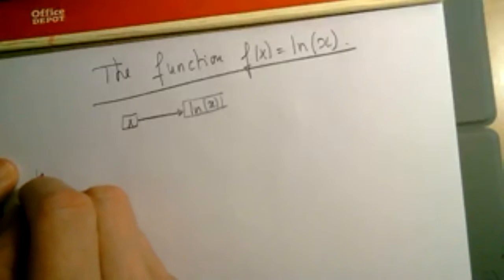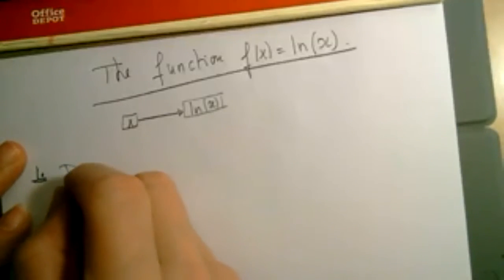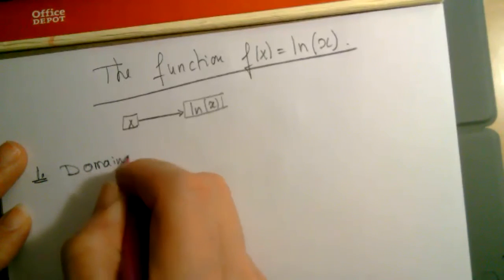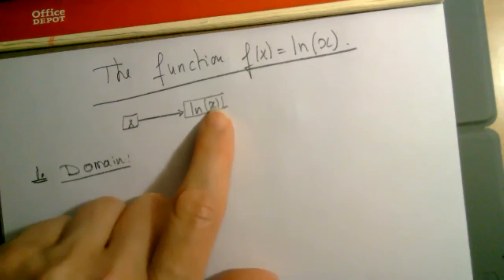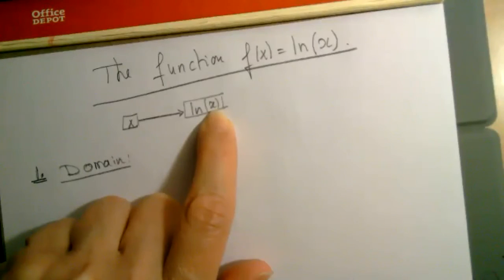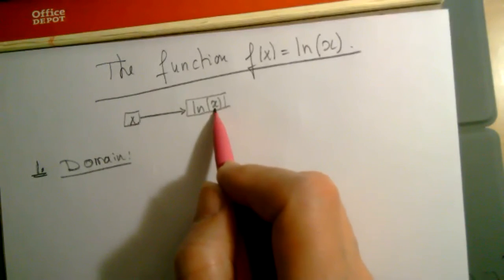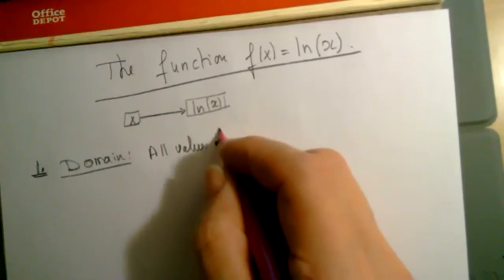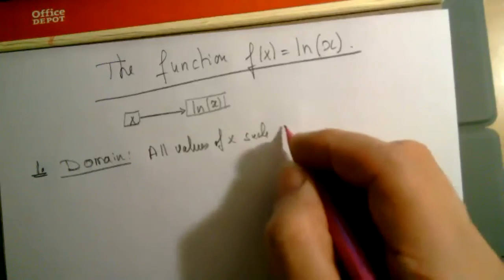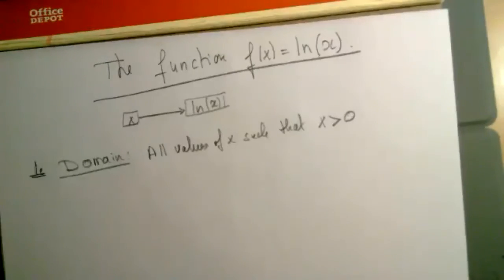The first question, whenever you have a function, is to ask ourselves about the domain of this function. The domain means which inputs will spit out an output for me. And here we know which inputs will actually spit out an output. Only positive inputs are allowed. So the domain is all values of x such that x is strictly positive.